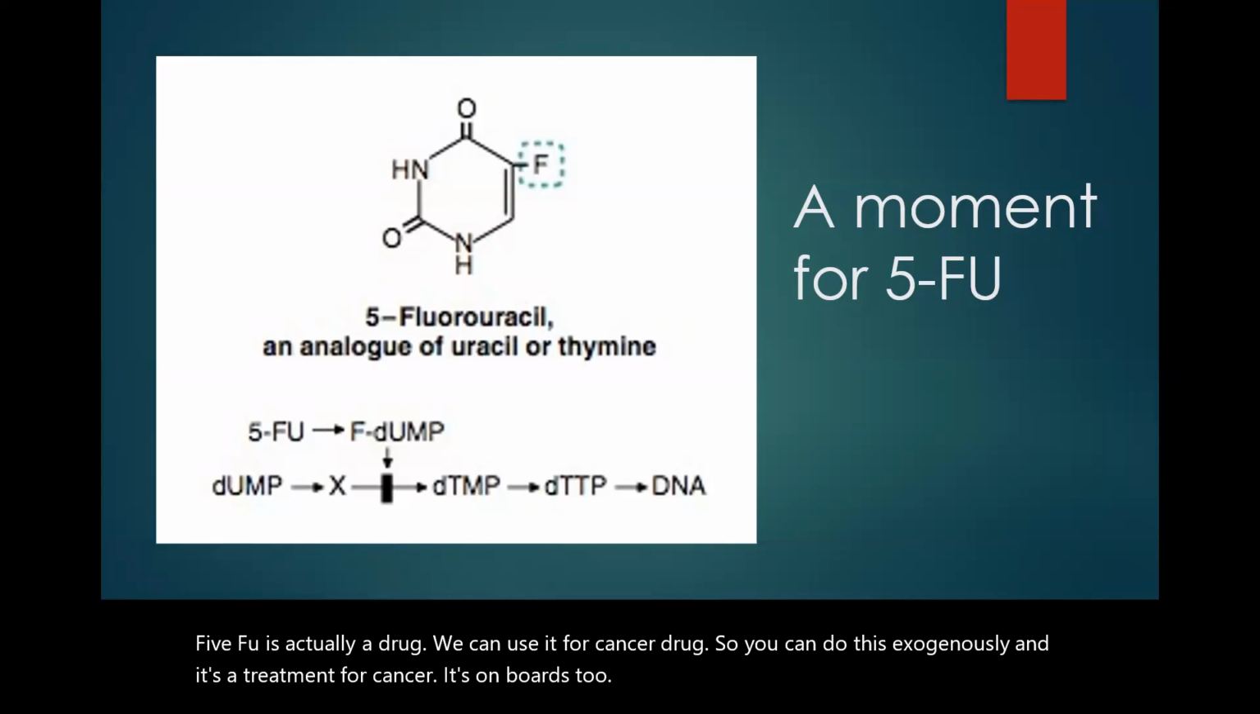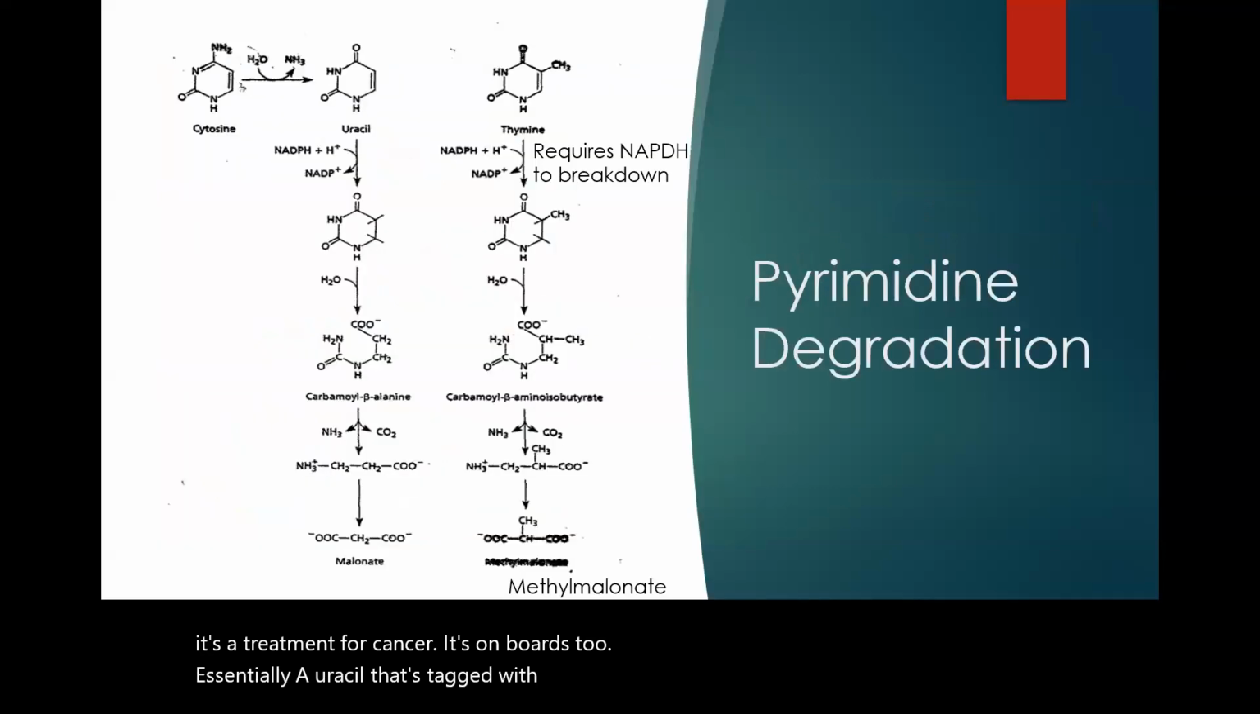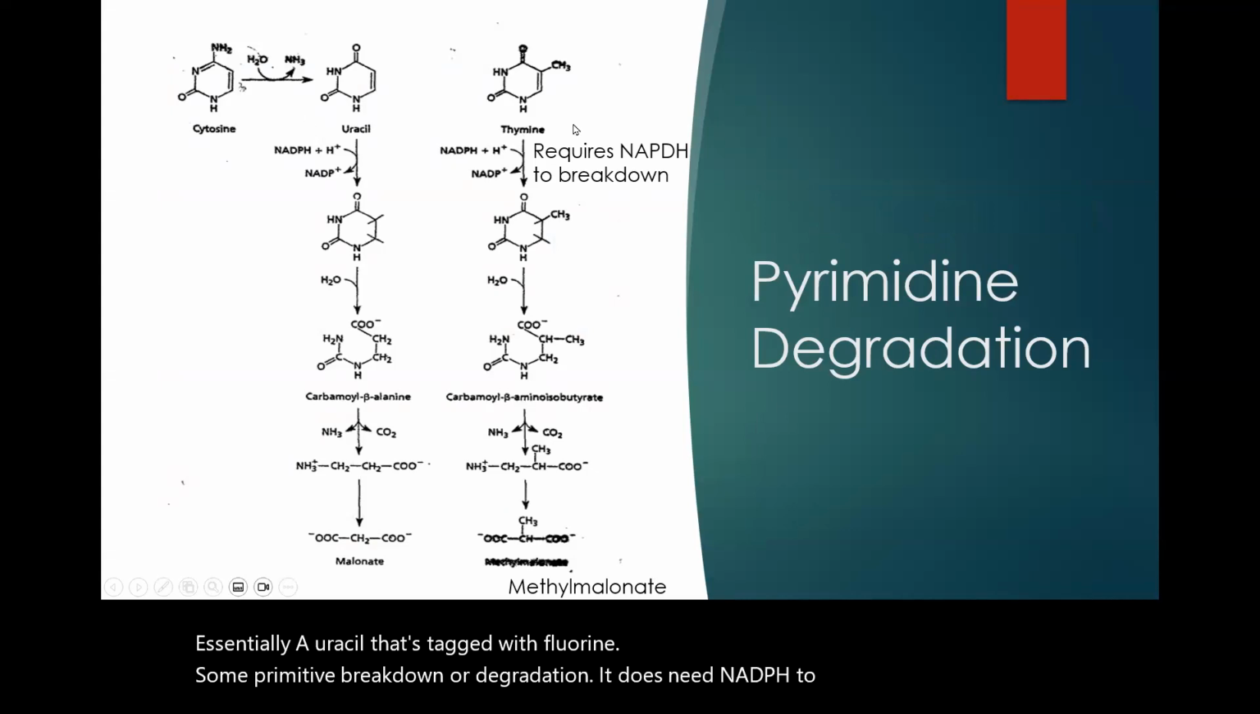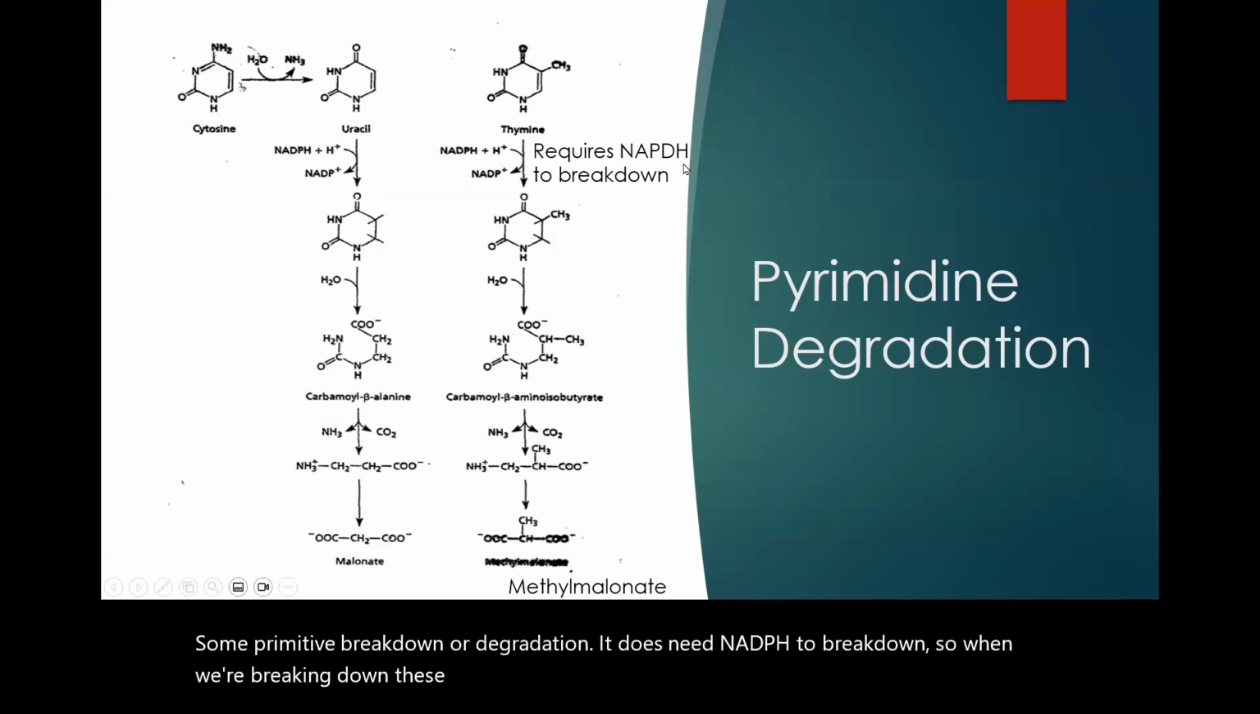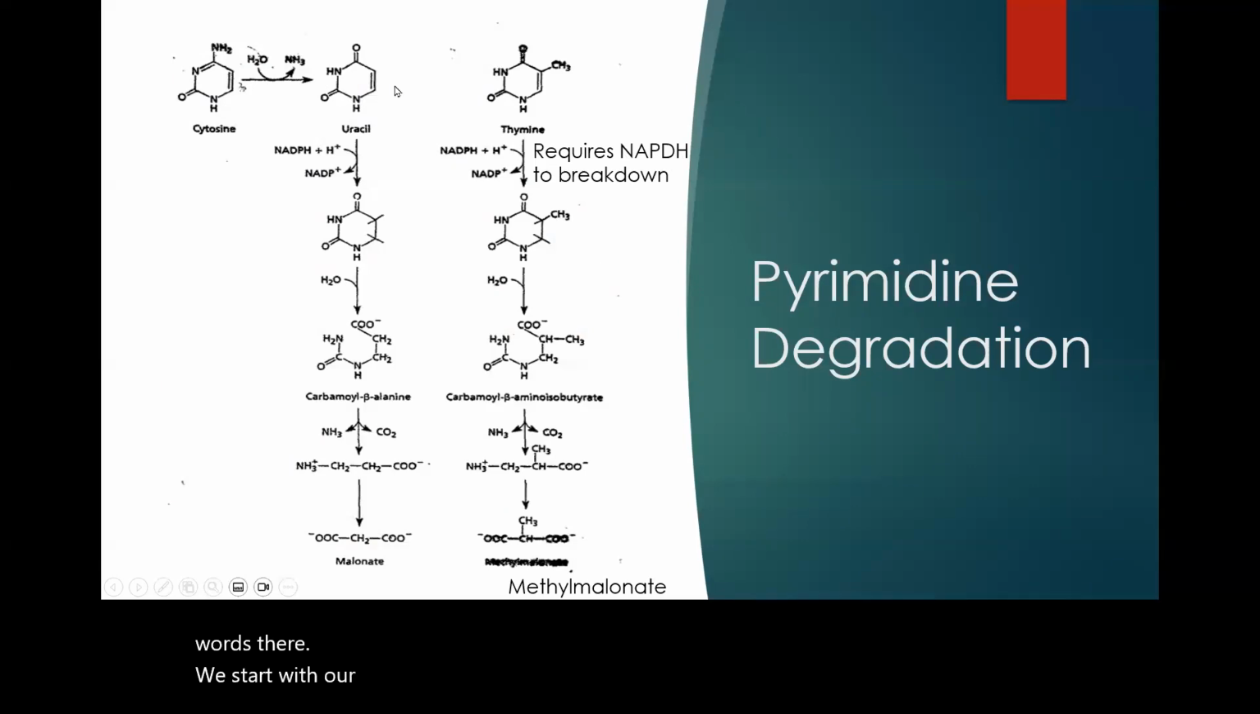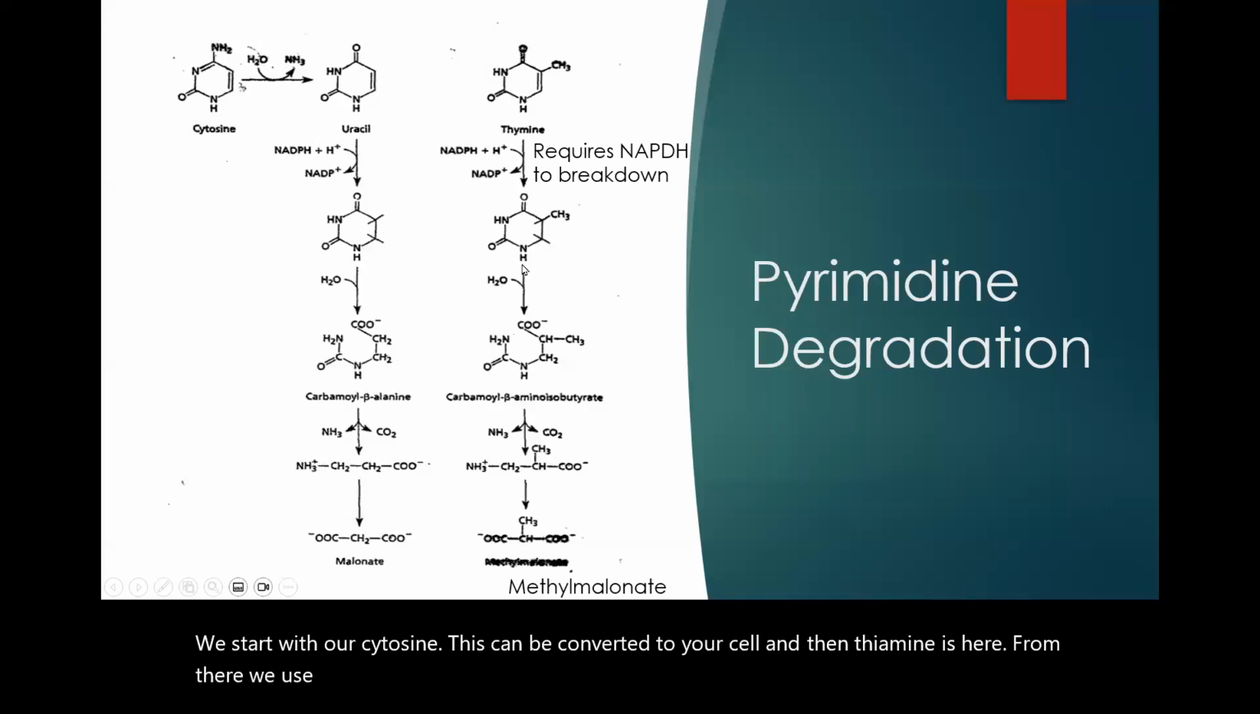Essentially a uracil that's tagged with fluorine. Pyrimidine breakdown or degradation does need NADPH to break down. So when we're breaking down these processes, we need NADPH. We start with our cytosine. This can be converted to uracil, and then thymine is here. From there, we use an NADPH, and then we break things down.